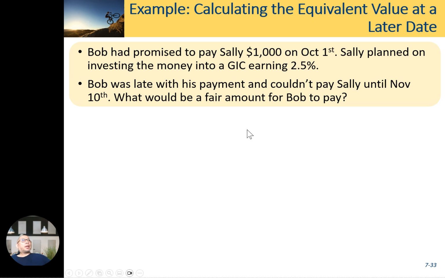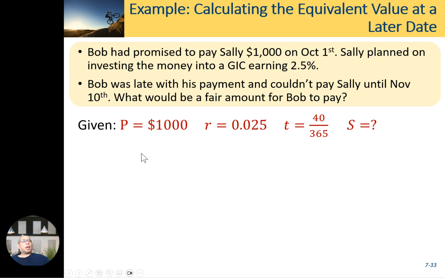Okay, example here. Bob has promised to pay Sally $1,000 on October 1. Sally planned to invest in a GIC earning 2.5%. Bob was late in his payment and couldn't pay Sally until November 10. What would be the fair amount for Bob to pay? The fair amount will be: P is 1,000, R is 0.25%, and the time is 40 days. Remember, it is late. October 1 to November 10 is 30 plus 10, which is 40 days, over 365.